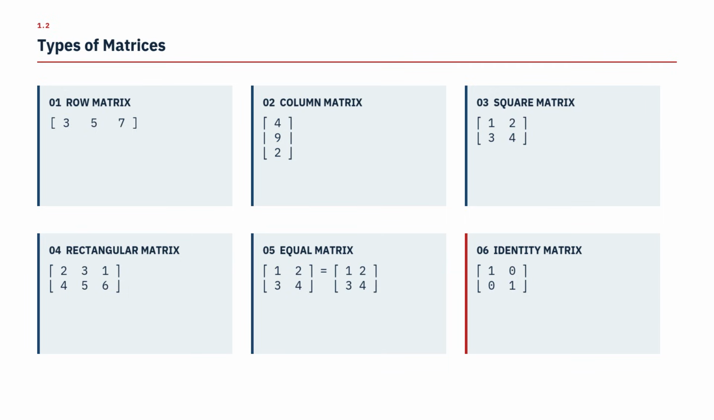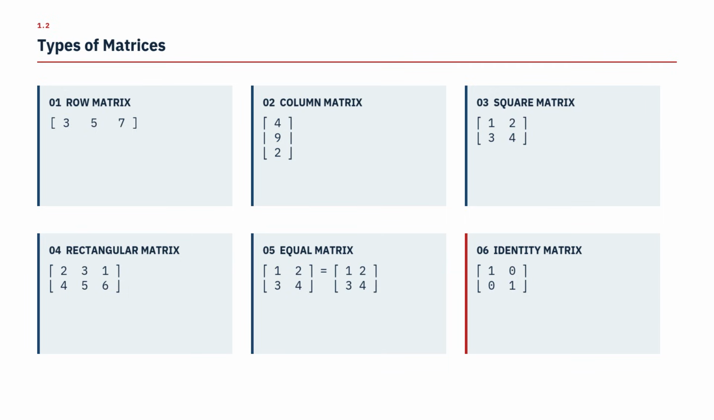Third is the square matrix. It has the same number of rows and columns. For example, this matrix has two rows and two columns, so it's a 2 multiplied by 2 square matrix. Fourth is the rectangular matrix. It has a different number of rows and columns. The example has 2 rows and 3 columns, so its order is 2 multiplied by 3.